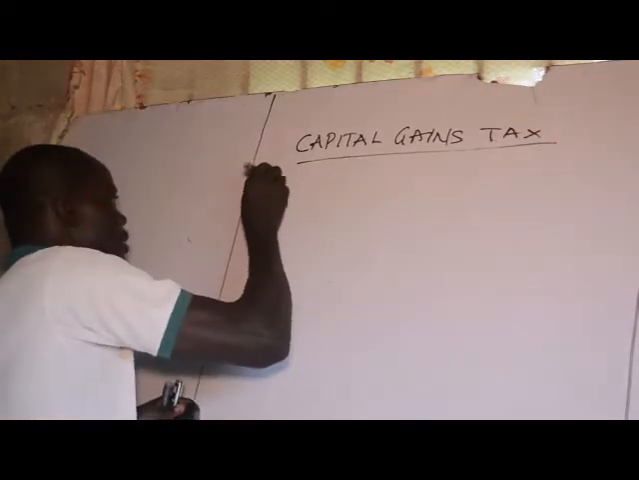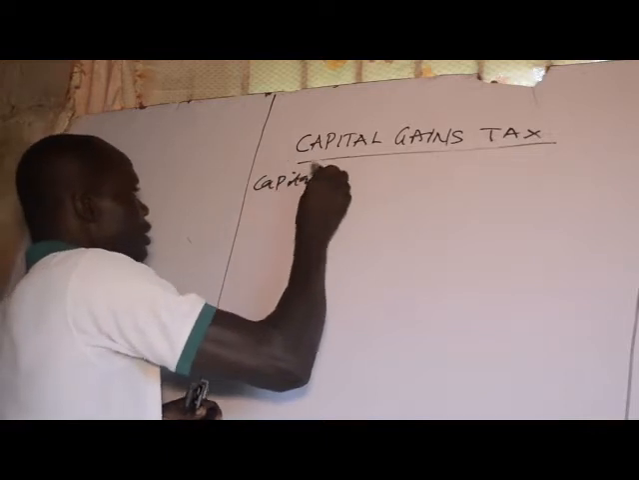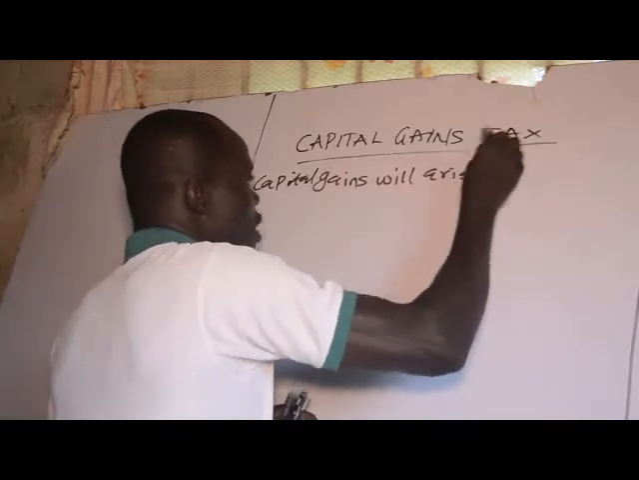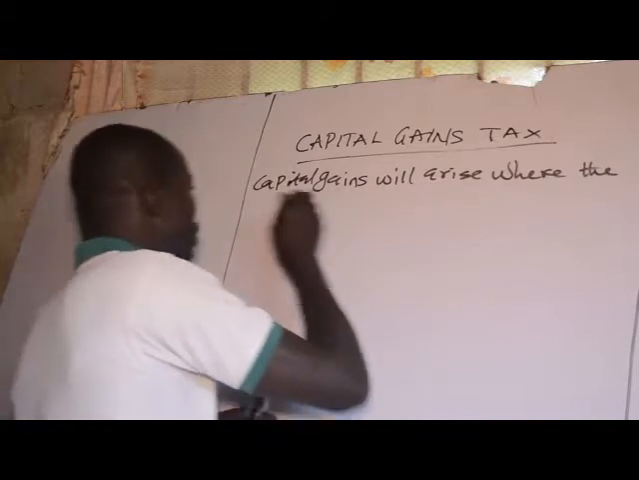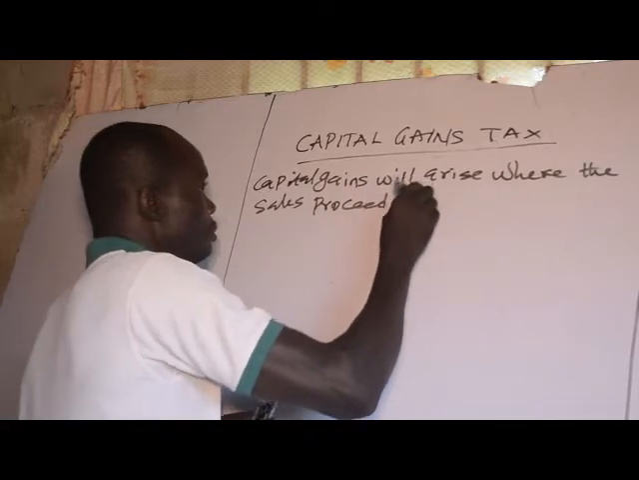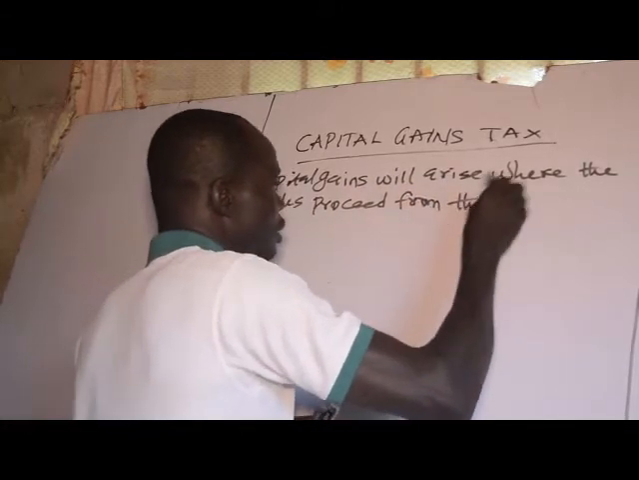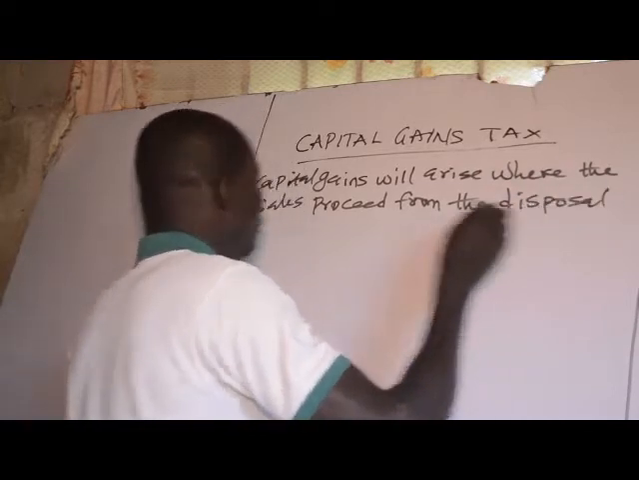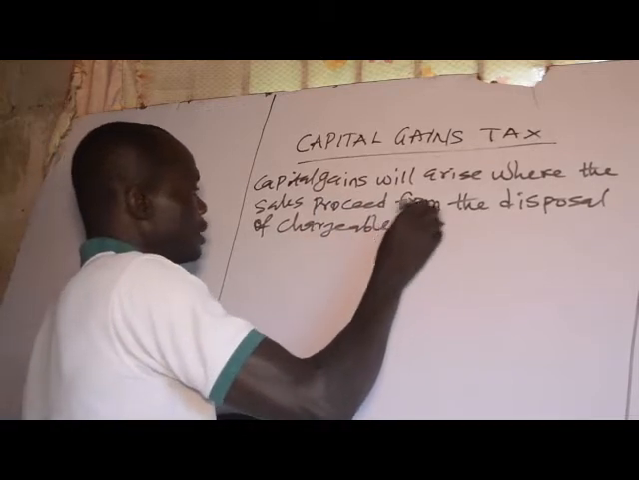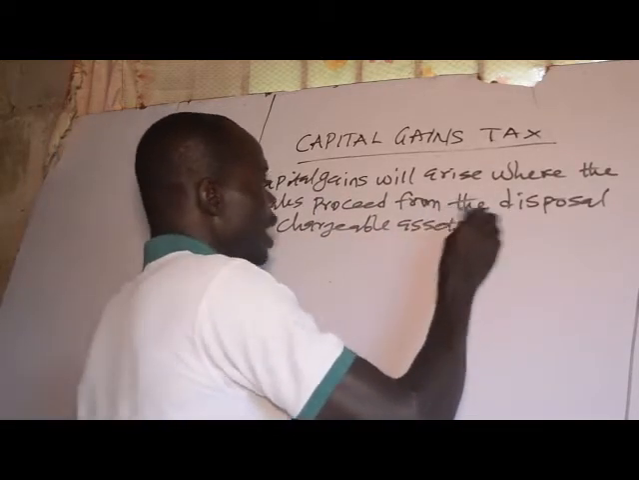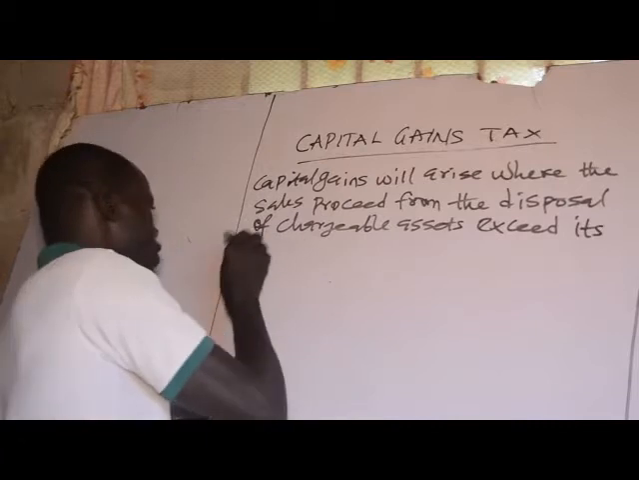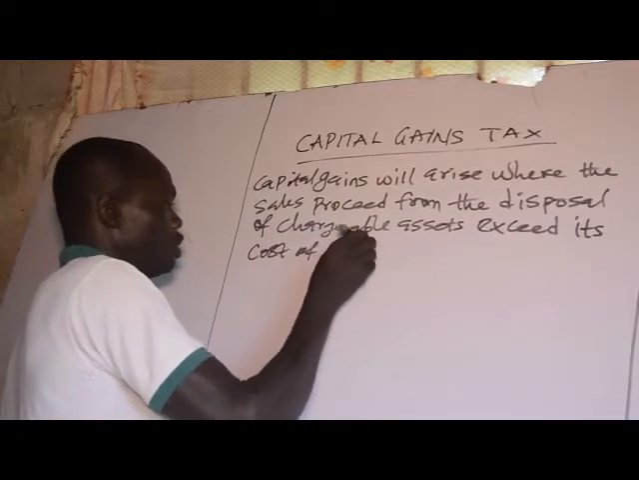Capital gains will arise where the sales proceeds from the disposal of chargeable assets exceed its cost of acquisition.